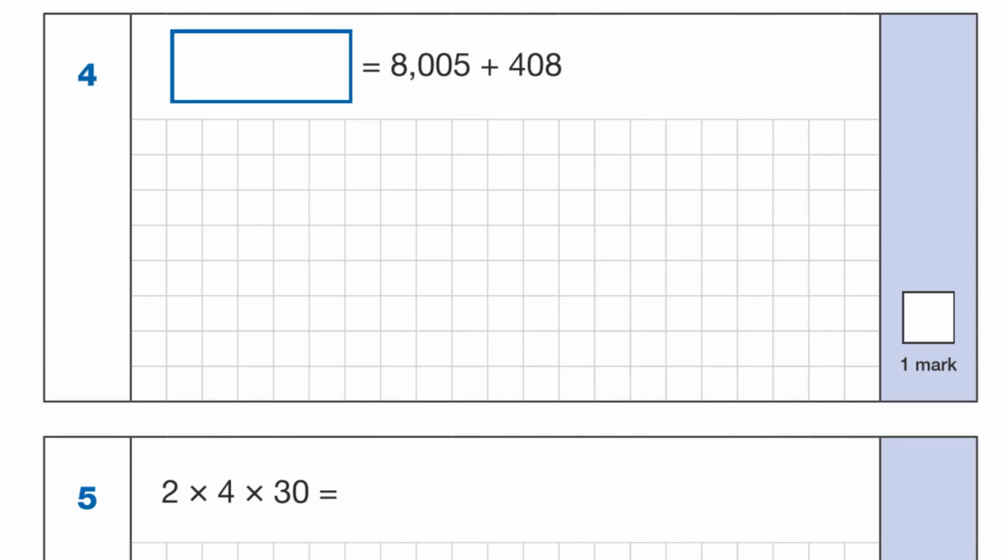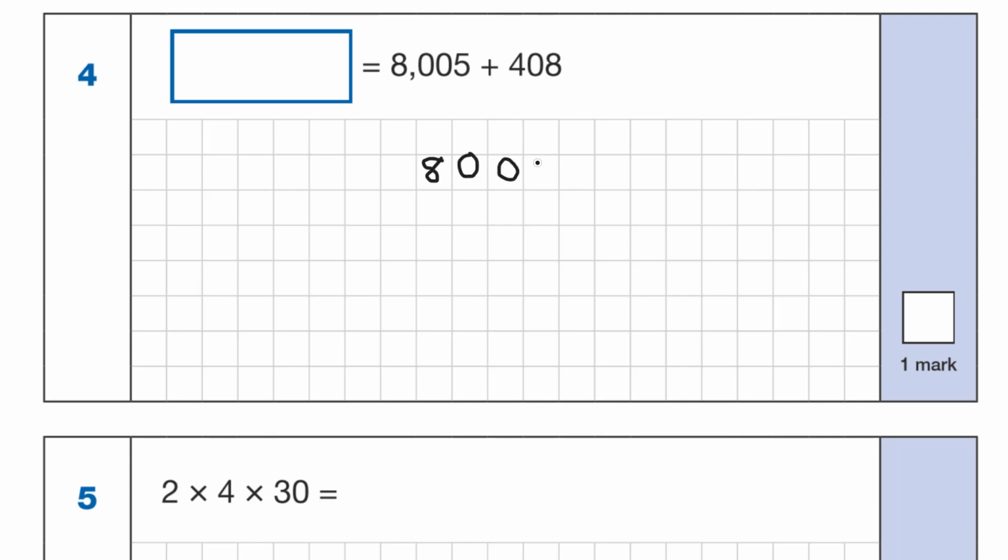Question 4, something equals 8,005 plus 408. This is exactly the same as our previous question, where the answer, in inverted commas, is before the question. It's actually not an answer, it's just saying this value is the same as this value. So if we were to rewrite it as 8005 plus 408 equals, that might give you a bit more of a clue of what you've got to do. And you've just simply got to add the two numbers to find the other value.